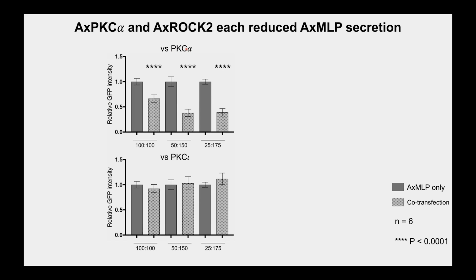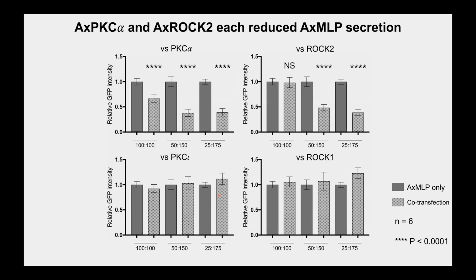When he co-transfects with PKC alpha, he can see a reduction in the secretion of MLP. And if he does the same type of experiment with PKC iota, he sees no change in the secretion of axolotl MLP. Similarly, for the ROCKs, when he co-transfects the cells with ROCK2, he can reduce the amount of MLP secretion, whereas when he co-transfects with ROCK1, he sees no change in the secretability of the axolotl MLP.